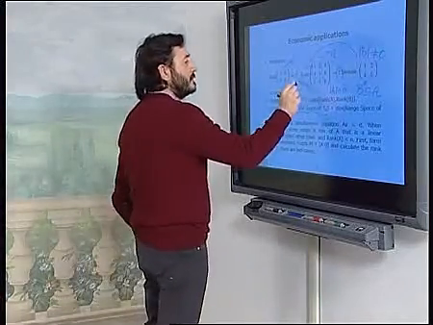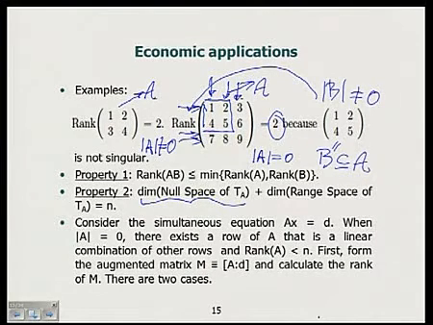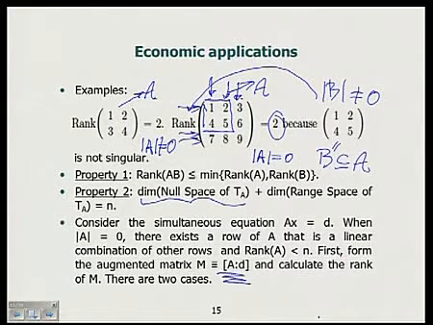Here we have the number of equations, and here we have the number of variables. Then, if there is a row of A that is a linear combination of other rows, and the rank of A is smaller than n, first we have to form the augmented matrix M, capital M. This is the matrix A, with the D vectors, and calculate the rank of M.